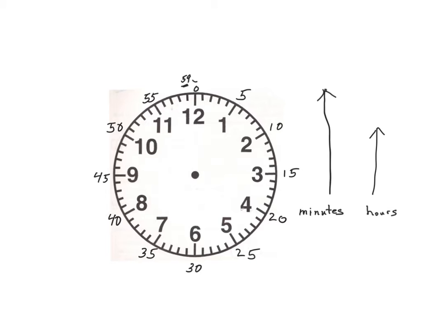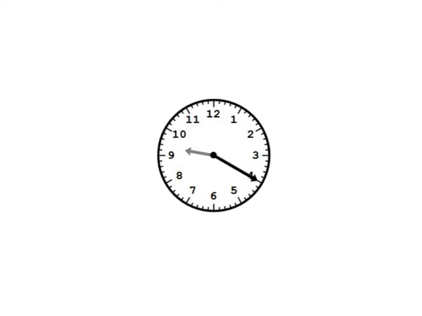So the big hand points to the minutes. Now let's look at what time it is here. The big hand's pointing just past the 9 right here. So that means the hour is 9. And if we count here, we have 5, 10, 15, 20. So it's 9:20.